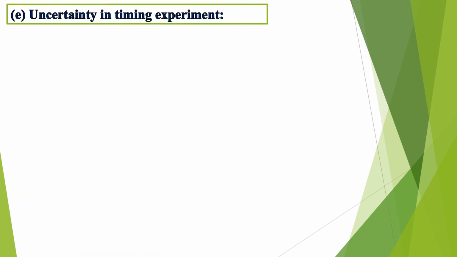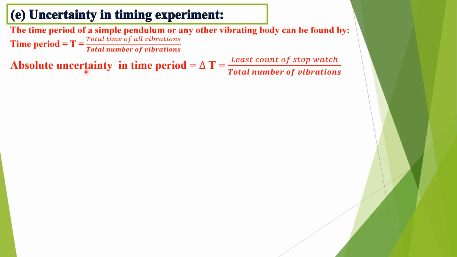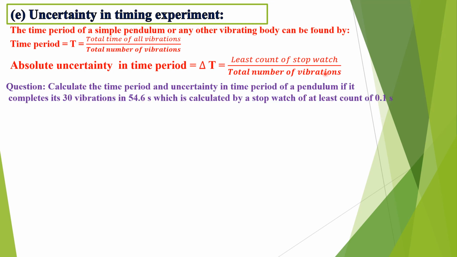Uncertainty in timing experiment. The time period of a simple pendulum or any other vibrating body can be found by the formula: time period T is equal to total time of all vibrations divided by total number of vibrations. And the absolute uncertainty in time period, delta t, is equal to least count of stopwatch divided by total number of vibrations.